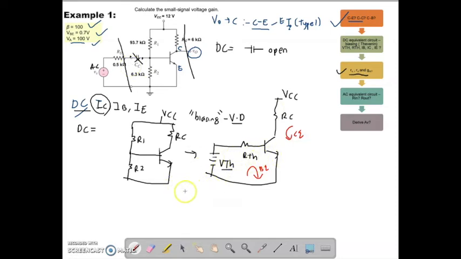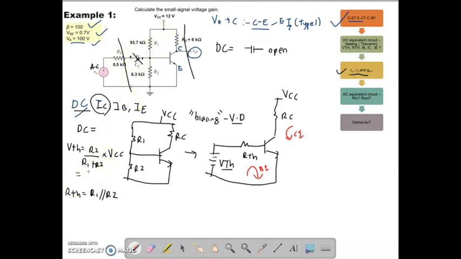So how are you going to find your Thevenin here? Your VTH equals R2 over R1 plus R2, multiplied by VCC. How are you going to find your RTH? It is R1 parallel to R2. In this question, all the values are already given, so you just need to plug in all the values.